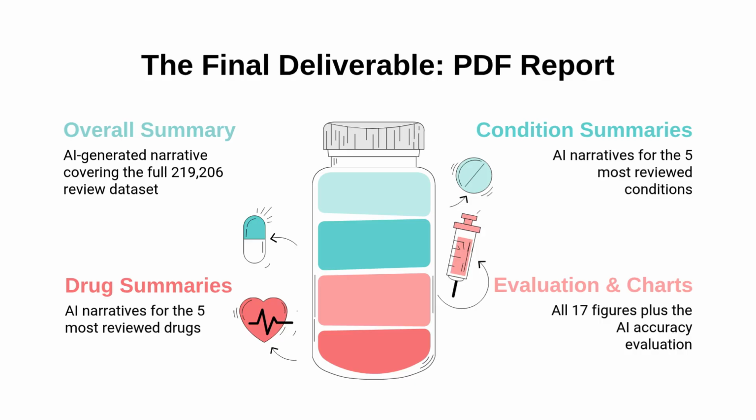The report has 4 sections. It opens with an overall summary of the entire 219,000 review dataset. Then it goes into individual summaries for the 5 most reviewed drugs, followed by the 5 most reviewed conditions. And it closes with all 17 figures from the project, plus the AI accuracy evaluation we just walked through. The whole thing is generated programmatically using Python, so it's not a manually assembled document. It's an actual pipeline output.